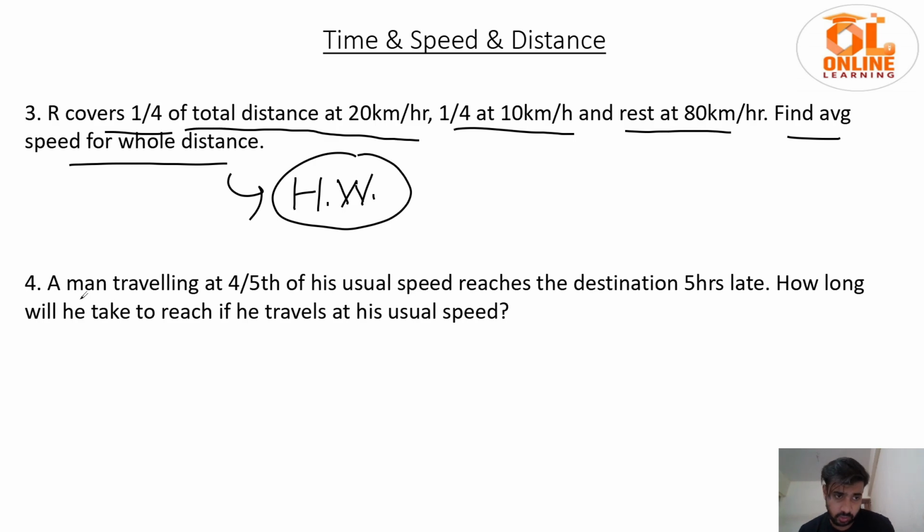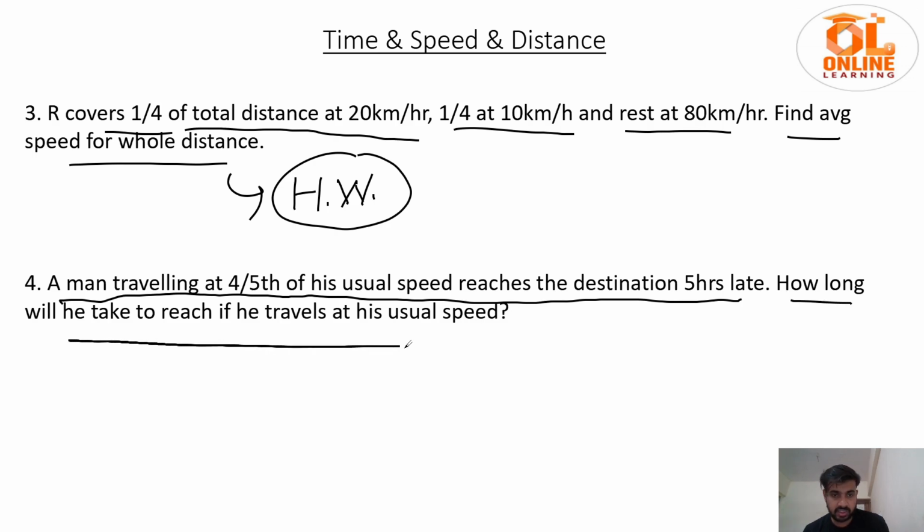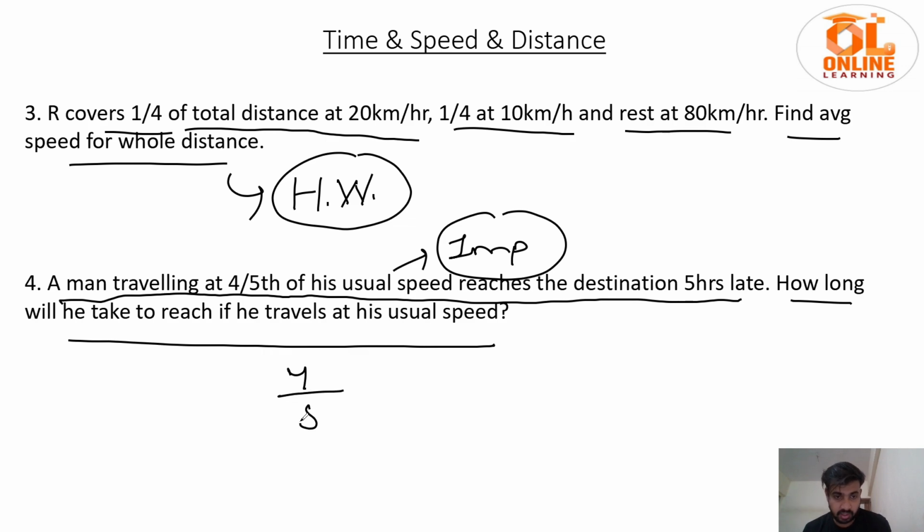Now, the last question. A man traveling at 4 by 5th of his usual speed reaches the destination 5 hours late. How long will it take to reach if he travels at his usual speed? This is a very important question. You can solve it in various ways, but the easiest trick I will show you to solve the question in just seconds. Just take 4 by 5, this numerator and denominator, okay, this ratio.